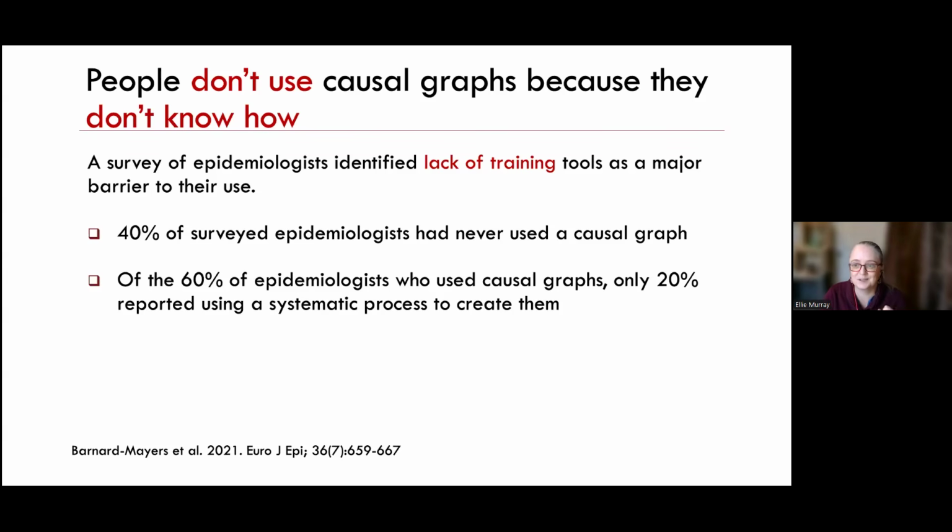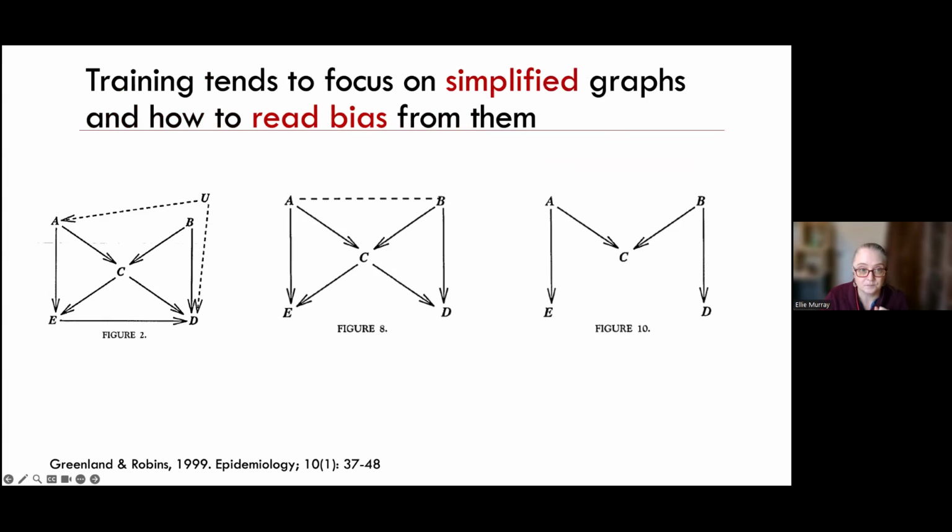But hopefully, as we'll see today, that first approach is probably much better than the approach that leads to a simplified DAG. Because what we see in the literature is that papers about causal graphs, what they are and how to use them, tend to focus on really simplified graphs and how to read the bias from them. But none of these are actually causal graphs, because none of them capture all the causal relationships we think of. They're really just pieces of a causal graph and how to read those pieces.